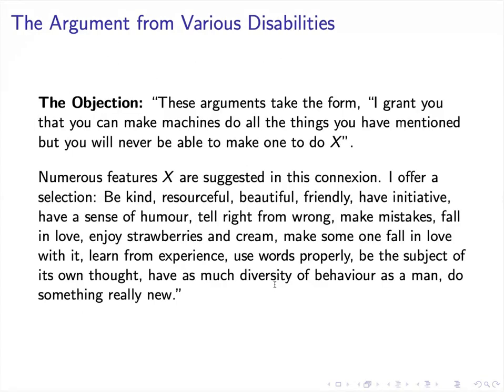The argument from various disabilities is that he was talking about people saying, I admit your machines can do this, can do that, but I've never seen any machine able to do X, where X can be any of these things, like be kind, resourceful, beautiful, friendly, have initiative, have a sense of humor, tell right from wrong, make mistakes, fall in love, enjoy strawberries, and so on and so forth. So this is another argument against artificial intelligence.